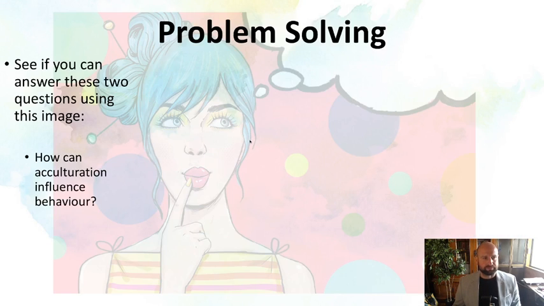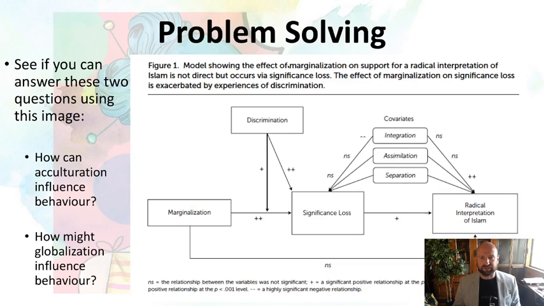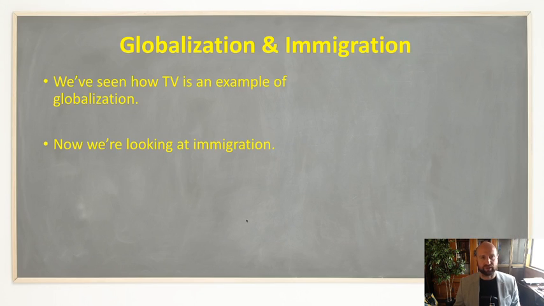Okay, so now, one thing I like to do, this is the model, the diagram that comes from the study, and you can see there's a lot of variables here and it's very complicated. So just begin the topic by asking them, could they answer these two questions? How can acculturation influence behavior? That's the easier question. Now the second one is, well, what has this got to do with globalization? How does it show that globalization can influence behavior? And that's a tricky one.